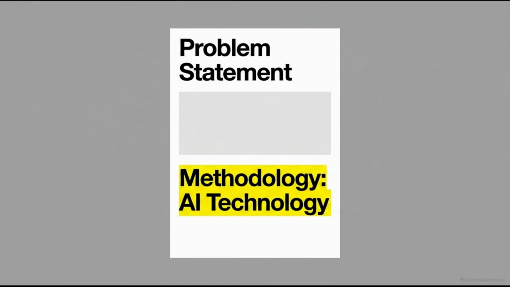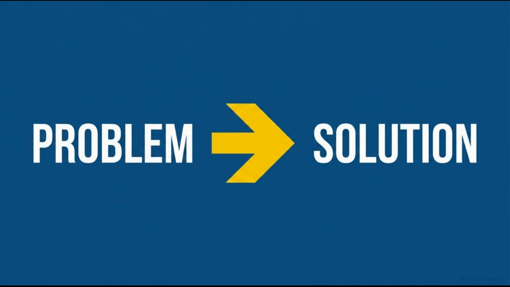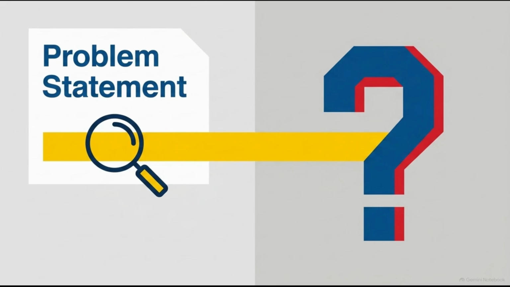A common error at this stage is to select a popular technology or methodology first, and then force a question to fit it. You cannot decide that your PhD requires a generative AI or blockchain framework before you have justified why that specific tool is required. The process works strictly in one direction. The solution follows the problem. Every research question must have a clear, documented reason for existing, and that reason must be clearly visible in your problem statement.